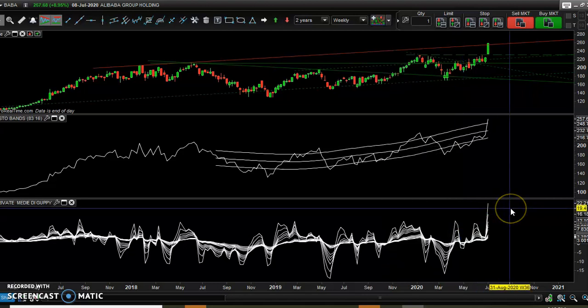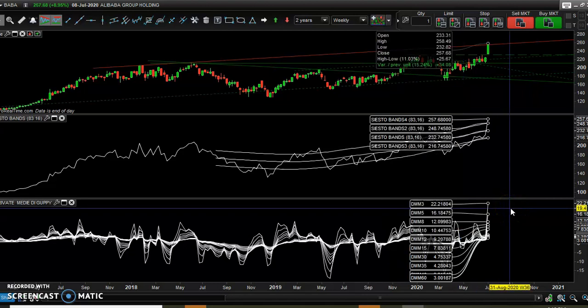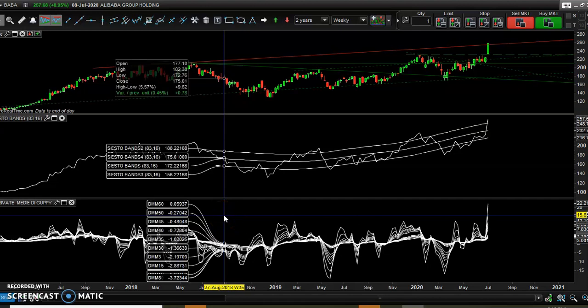Hey guys, today we'll be analyzing four stocks: Alibaba, AIG, Nokia, and Micron Technology.